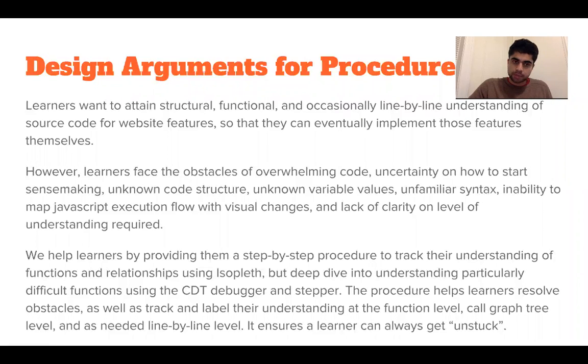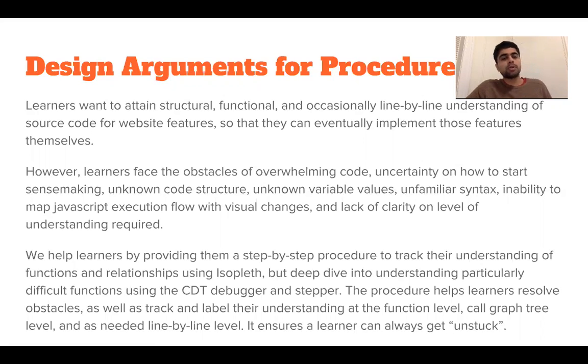Now, the design arguments for the procedure I proposed are slightly different. I agree that learners want to become professionals, but specifically they want to attain structural, functional, and occasionally even line-by-line level understanding of source code for website features so that they can eventually replicate those features and use those features in their own applications. However, learners face several obstacles that I profiled, and they are uncertain on how to start sense making. They're faced with unknown code structure, unknown variable values. These are all examples of obstacles, but overall, they lack clarity on what level of understanding to go for.